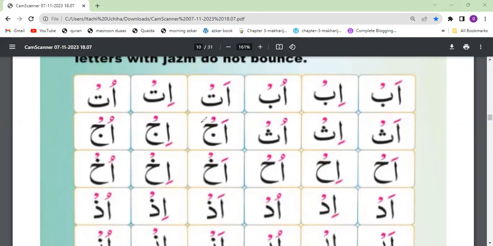So what I was saying is that we have to say it sometimes with the clear sounds, like the simple sounds, and sometimes we have to make it a bit of the jerking or the bouncing sound. So what happens is it's basically the letter qalqala or the sounds with the qalqala sounds.